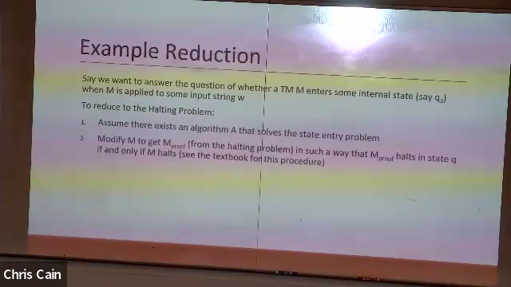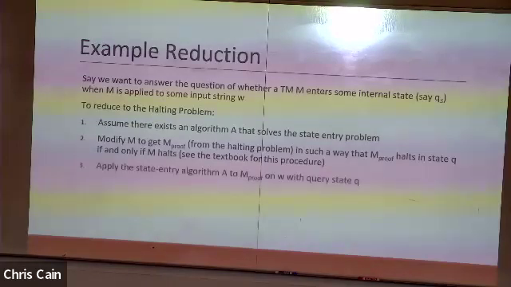Just like before, we will modify the input M to get M' from the halting problem in such a way that M' halts in this query state, because remember this is a state entry problem. We're going to say that Q is the state. If we enter state Q, we want to accept. If we do not enter state Q, then we reject. So M' halts in this query state Q if and only if M halts. Then you apply this algorithm to this Turing machine M' on W with the query state Q that was already this Q from step 2.